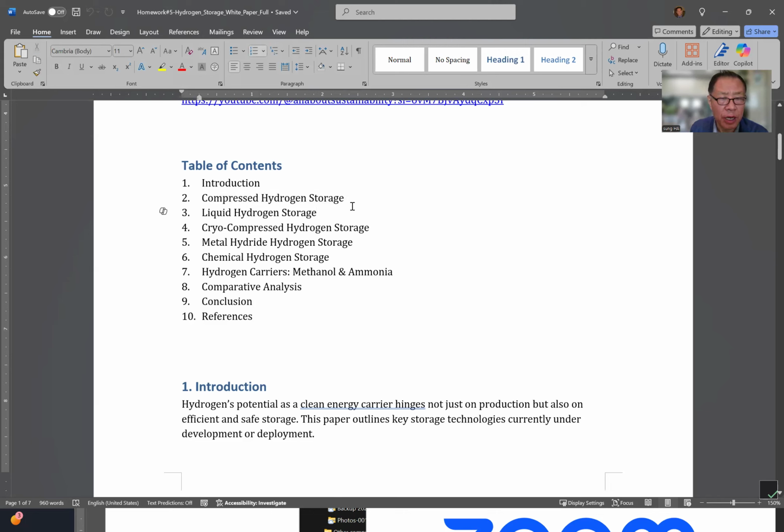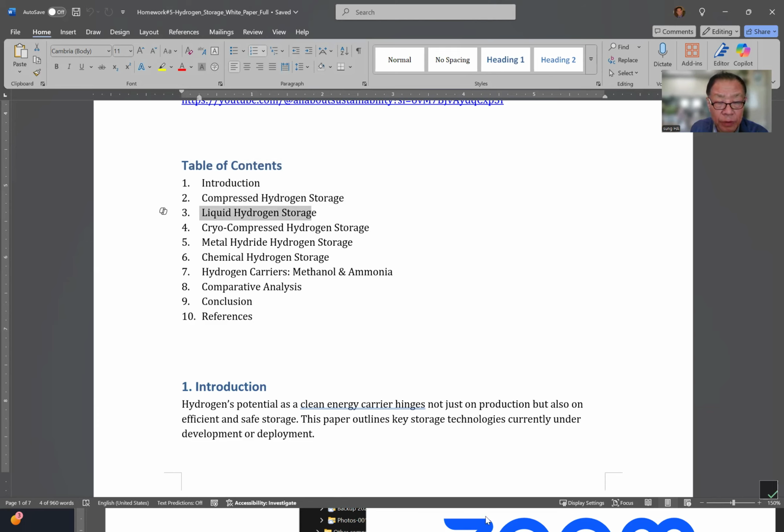As you know, hydrogen densities are so low. One of the most effective methods to increase the density is to compress the hydrogen gas. So this is the most well-known and adopted method to store hydrogen gas. And the second method is liquid hydrogen storage.